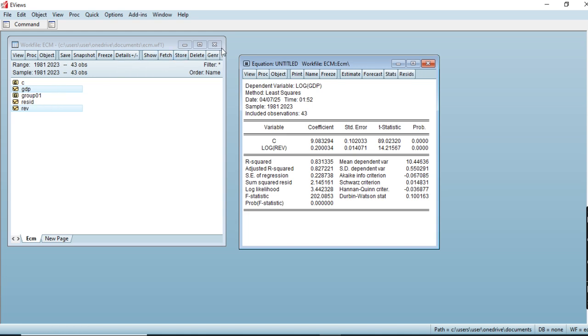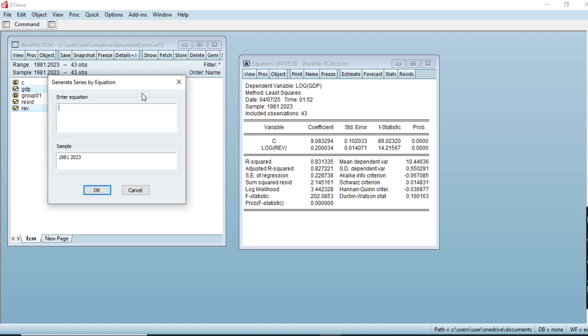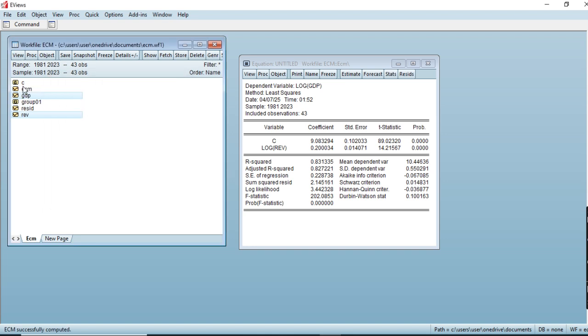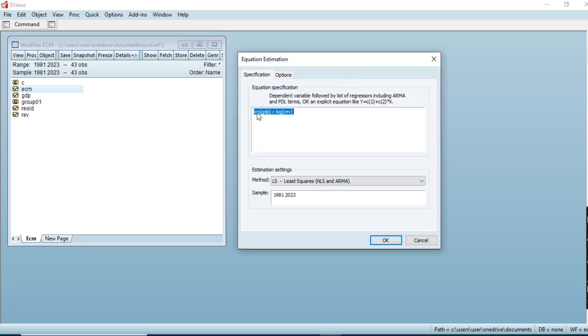This is the residuals. We generate the ECM from there. Click on generate. We type ECM, which is equal to resid. Press OK. Good. Now we've generated our ECM. This is the ECM. So all we have to do now is to estimate our ECM. We include the difference term d log GDP. It's a function of d log government revenue. Then we include the error correction term.